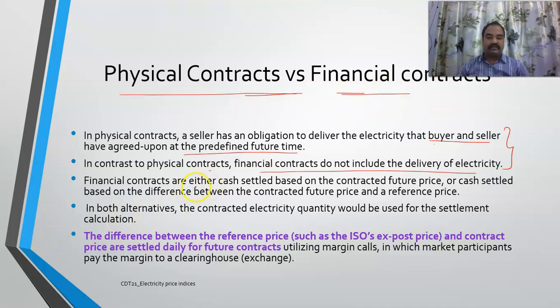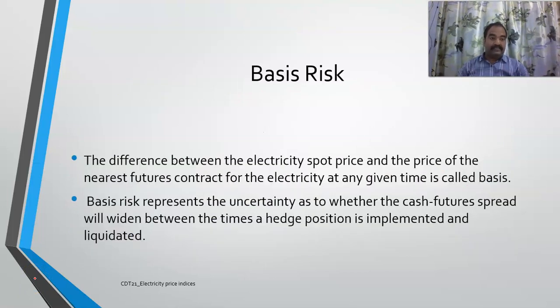So financial contracts are either cash settled based upon the contracted future price or cash settled based on the difference between contracted future price and a reference price. In both the alternatives, the contracted electrical quantity would be used for settlement calculation. And the difference between reference price and the contract price are settled daily for future contracts, utilizing some margin calls in which market participants pay the margin to a clearing house, normally a power exchange, which is available in pool markets.